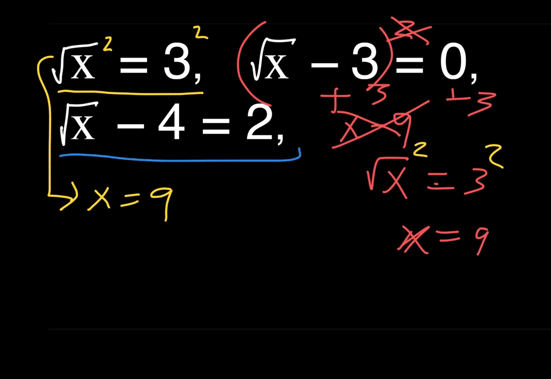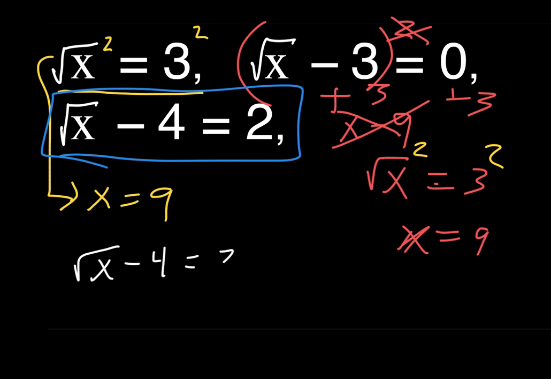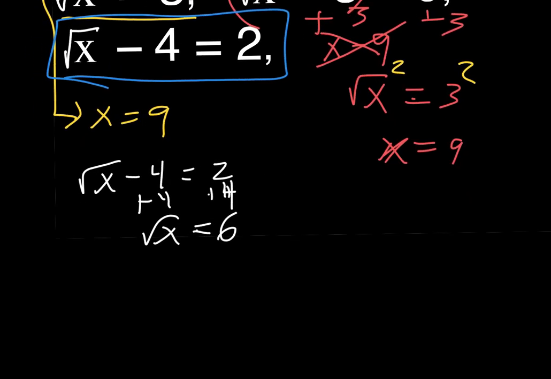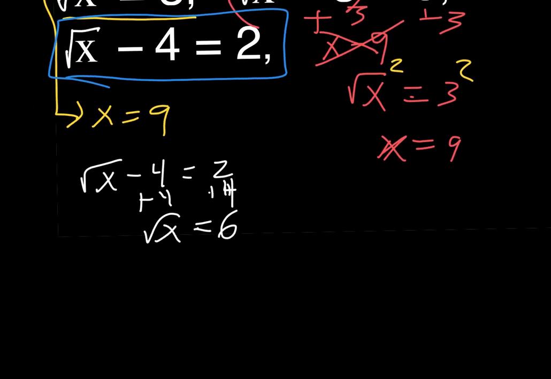Let's take this one and move it down here. Square root of x minus 4 equals 2. Need to isolate the root all by itself, so add 4 to both sides. Square root of x equals 6. That's a 4, by the way, and that's an equal sign, not a minus. Square, because squaring eliminates the square root now, and I'll have x equals 36.